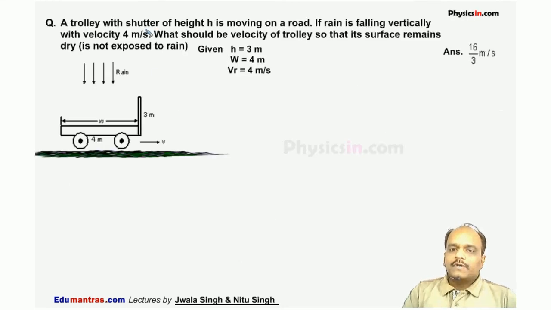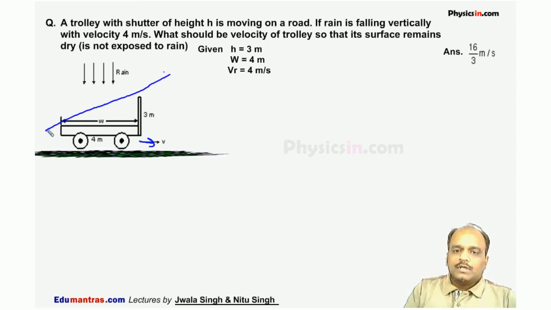This trolley is having a shutter of height h, moving on a road. If the rain is falling vertically with a velocity of 4 meter per second, what would be the velocity of the trolley so that the surface remains dry, is not exposed to rain? Suppose the trolley is moving with velocity v. This is the velocity of trolley. So for this trolley, the rain appears to be coming like this. This is the velocity of rain with respect to trolley.